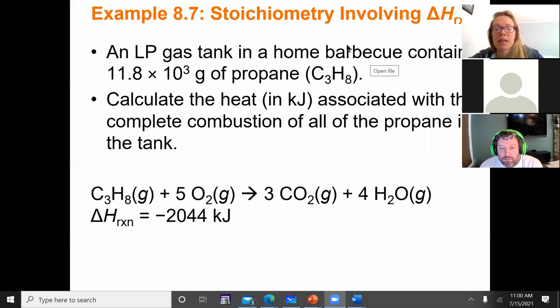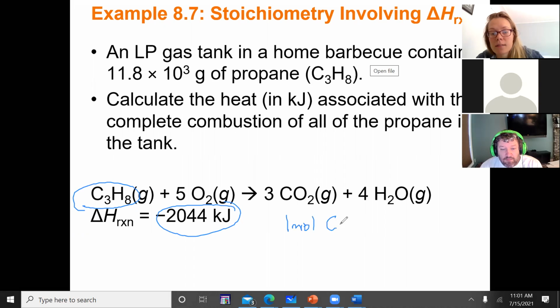Let's look at this one here. It says we've got a tank of propane that is 11.8 times 10 to the 3 grams of propane. Calculate the heat in kilojoules associated with the complete combustion of the whole tank. So if we want to burn all of this, how much energy can we get out of it? Well, looking at the equation, I know that this and this are related to each other. That 1 mole of propane, C3H8, will yield this much energy, negative 2,044 kilojoules, right? Built right in.